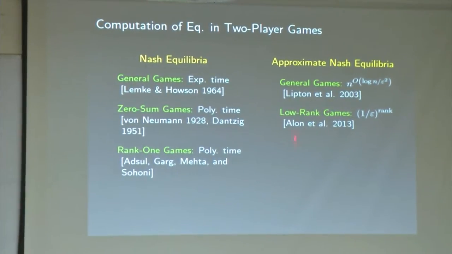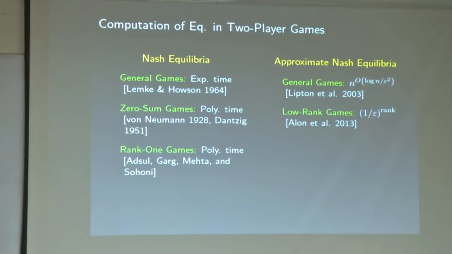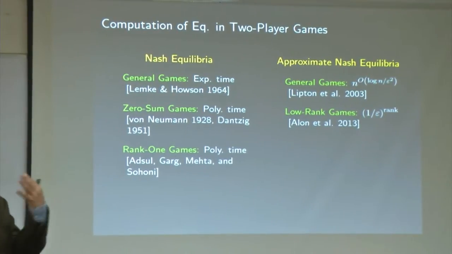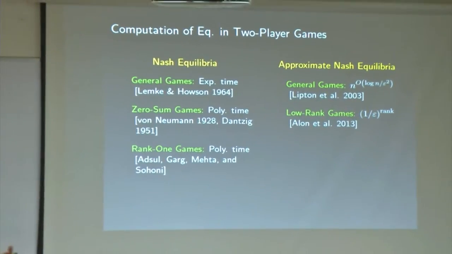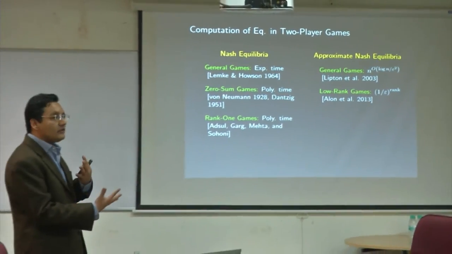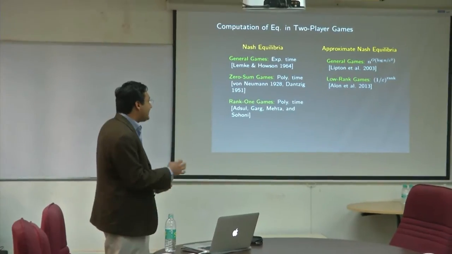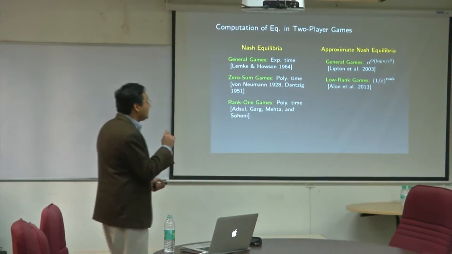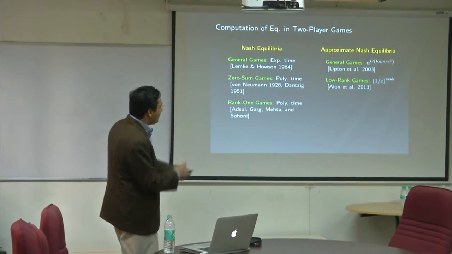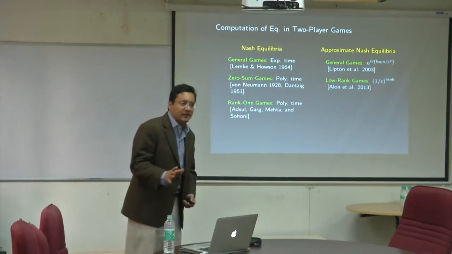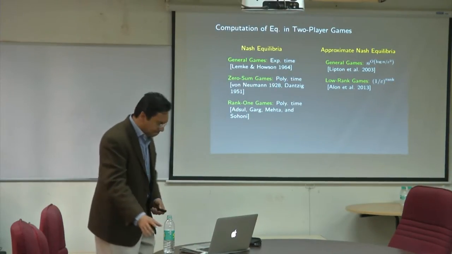And there's a recent deep result by Mehta and others that shows that if the rank of the sum of the payoff matrices is small, so I give you a game where A is the payoff matrix of the first player, B is the payoff matrix of the second player, and the rank of this matrix A plus B is small, then again you can find an approximate Nash equilibria in polynomial time. I'm ignoring the poly terms here for ease of presentation.